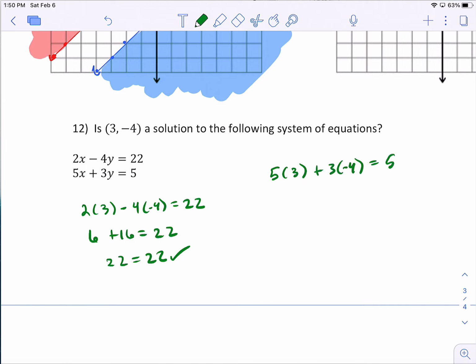So does that equal 5? 5 times 3 is 15. 3 times -4 is -12. And here we go. 3 does not equal 5, so no, this is not a solution. It only works for one of them.